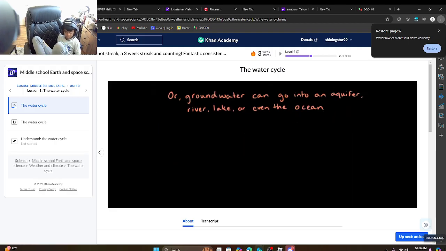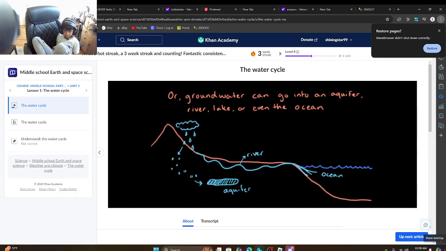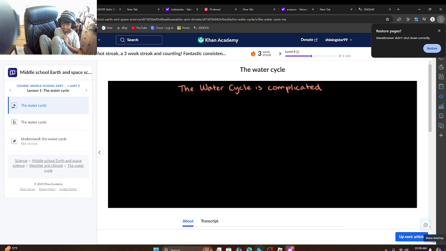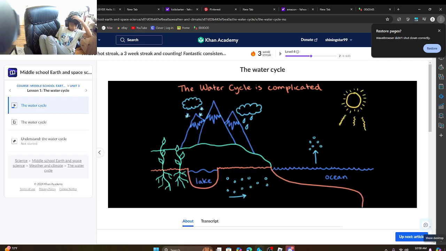Or, instead of being absorbed by plant roots, the groundwater can work its way to an underground aquifer or a lake, river, or even the ocean. There are many different paths for water, and the water cycle can be very complicated. But it really comes down to something very simple.